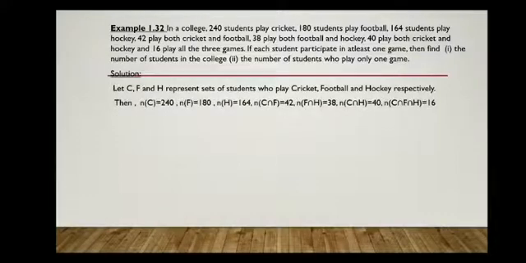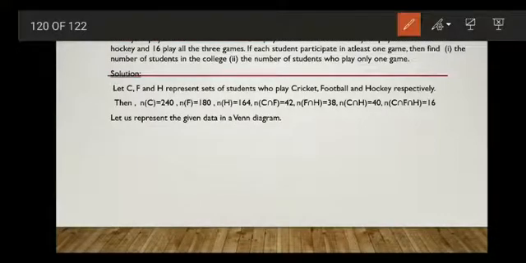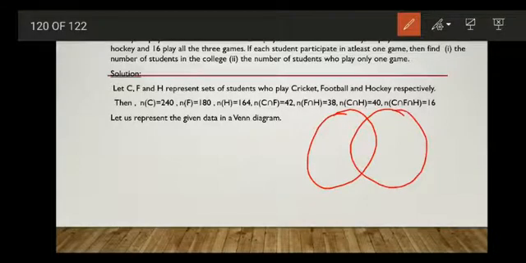So we'll write all those things. n of C is equal to 240, n of F is equal to 180, n of H is equal to 164, n of C intersection F is equal to 42, n of F intersection H is equal to 38, n of C intersection H is equal to 40, n of C intersection F intersection H is equal to 16. Now draw the Venn diagram. Let us represent these things in the Venn diagram. We have three sets, C, F and H.